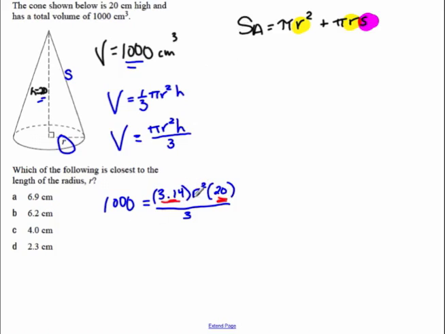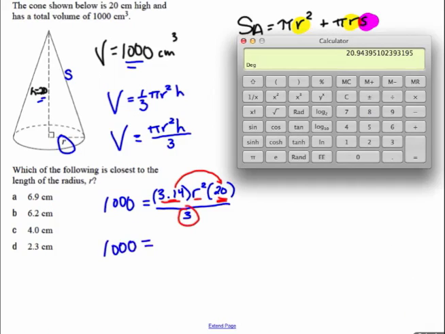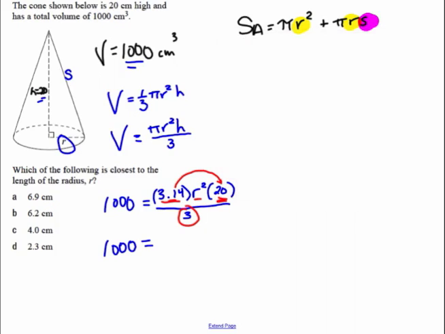All 3 terms here are being multiplied. So I can multiply this with that. And then I'm going to divide by 3. So that's what I did to get my answer. So I get 1,000 equals 20.94. And I like keeping 2 decimal places. 20.94, and we're left with still r squared.